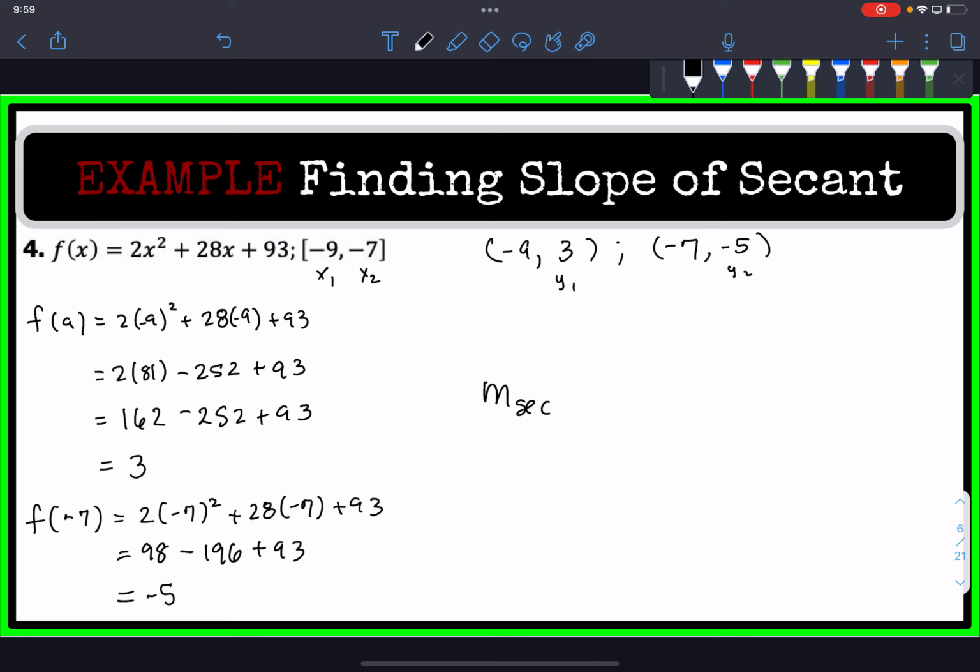And now that we have those, we can figure out the average rate of change by using again our simple slope formula. -5 minus 3 over -7 minus -9. So -8 over +2, and our answer is -4.